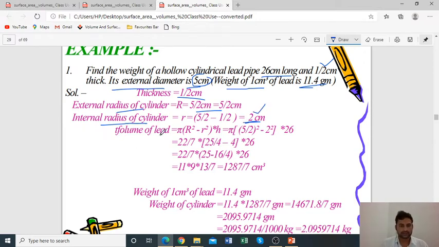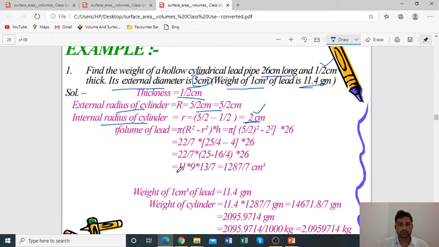So volume of lead is pi times (R square minus small r square) multiplied by h. So pi times (5 upon 2 square minus 2 square) multiplied by 26. Put the pi value 22 upon 7 multiplied by (5 square is 25 upon 4, minus 2 square is 4) multiplied by 26. 22 upon 7 multiplied by (25 minus 16) upon 4 multiplied by 26.